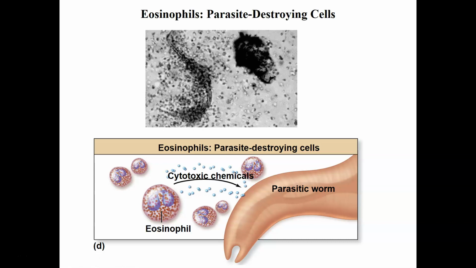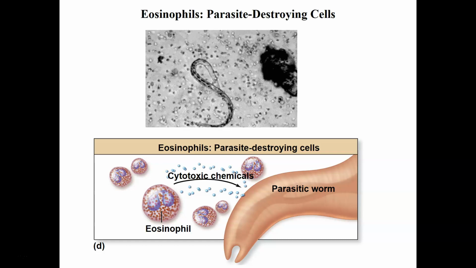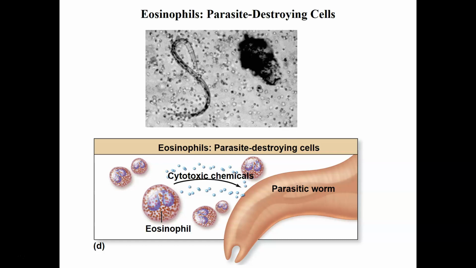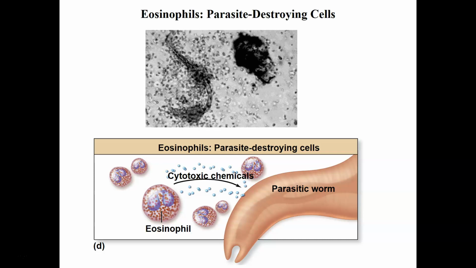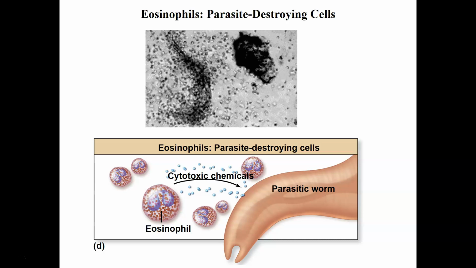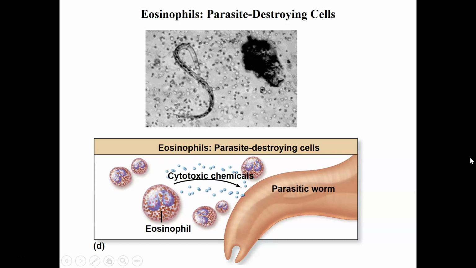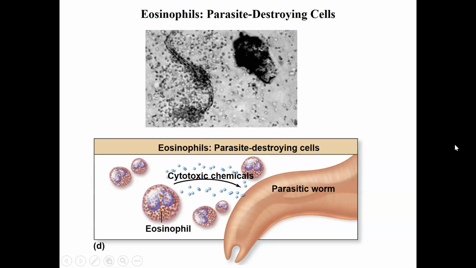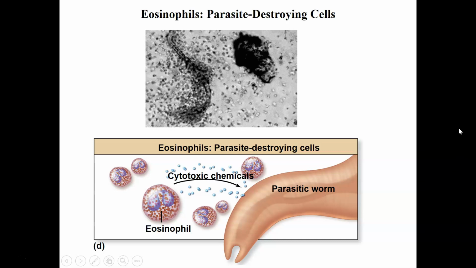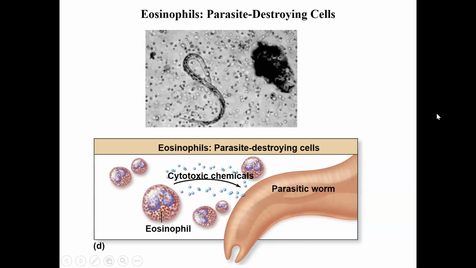All right, so all of these cells are nonspecific cells in the sense that they're not targeting a specific pathogen. Eosinophils target parasitic worms, but it's not like it's targeted to a specific type of worm. It's just that they're effective against that type of pathogen. Okay? So those are the cells that make up the second line of defense, the nonspecific cellular internal defenses.